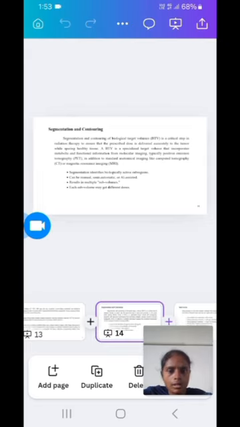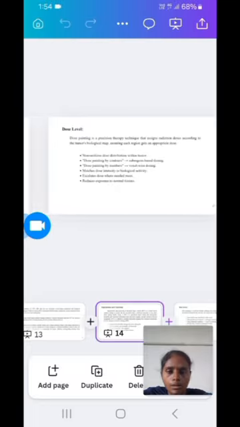Segmentation and contouring. Segmentation and contouring of a biological target volume is a critical step in radiation therapy to ensure that the precise dose is delivered accurately to the tumor while sparing healthy tissue. A biological target volume is a specialized target volume. It incorporates the metabolic and functional information from molecular imaging, typically PET, SPECT and CT. Segment and identify the biologically active subregions.